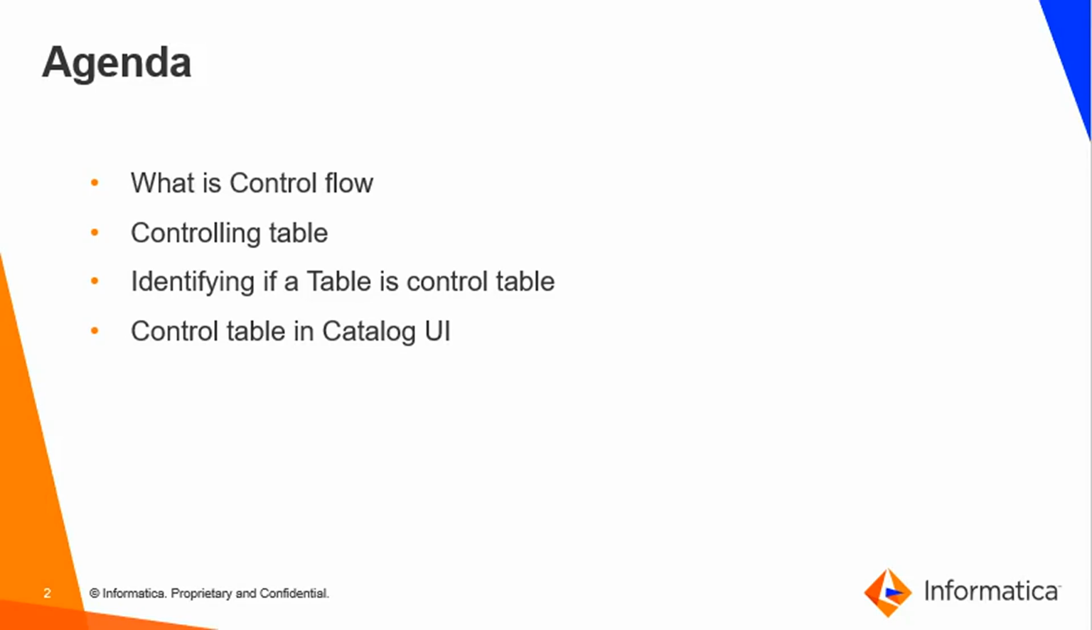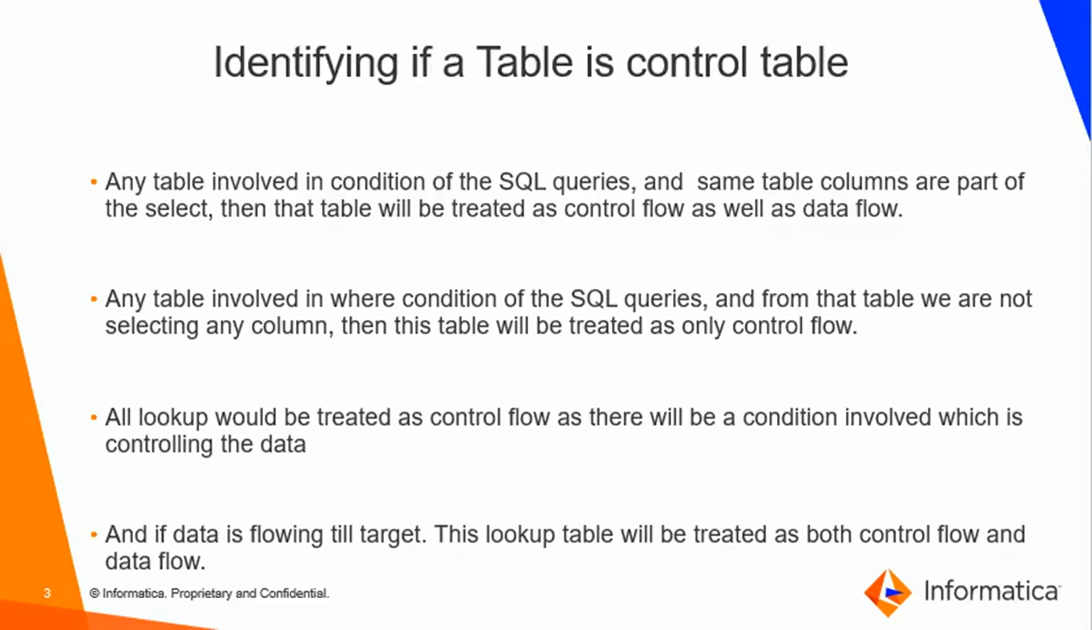So data flow again is end-to-end data flowing from source to target through certain transformation logics. So how will we identify if a table is a control table or not? There are certain conditions which are as below.